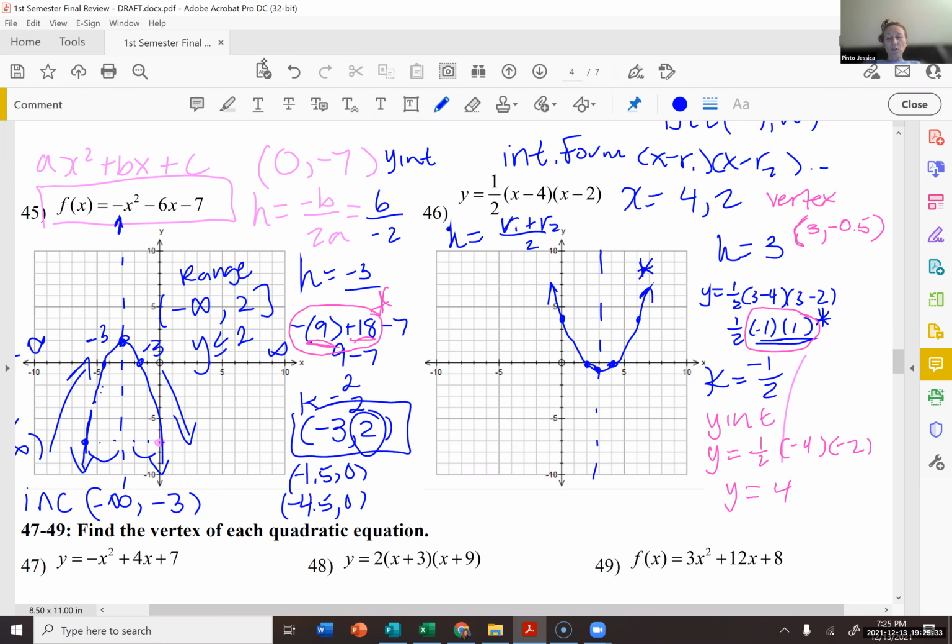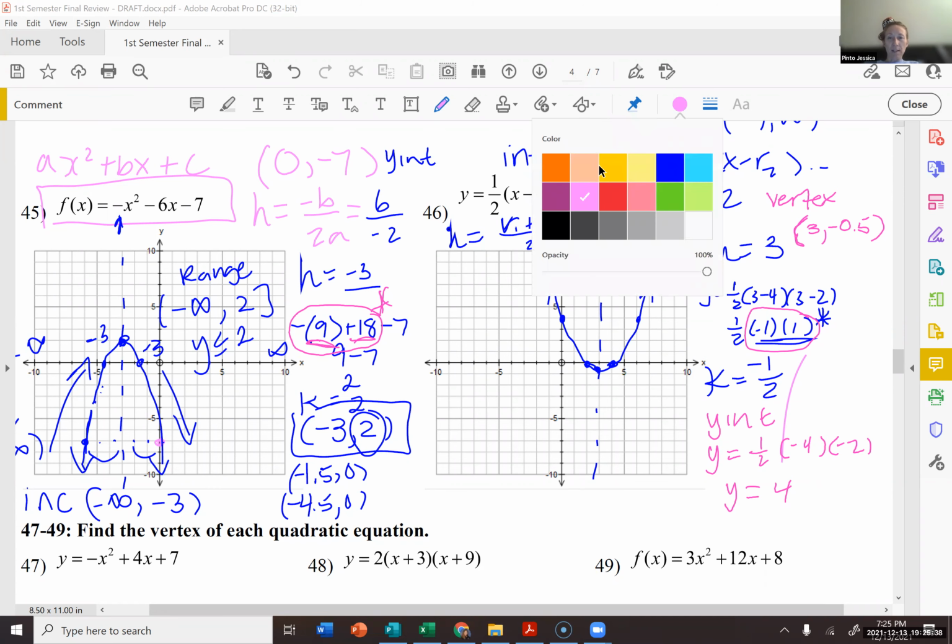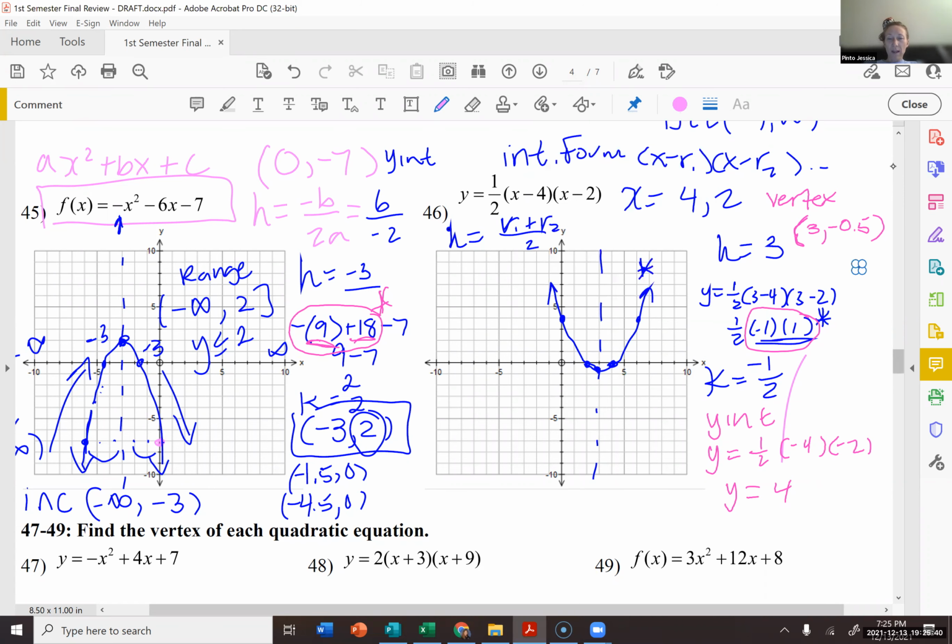So looking to analyze this for increasing and decreasing, domain and range. Domain is the same as before, but this time the range points up. So this function has a minimum right here at -0.5. So the range goes -0.5 to infinity, hard bracket here. And then we could also write that as y is greater than or equal to -0.5, if that makes more sense to you.